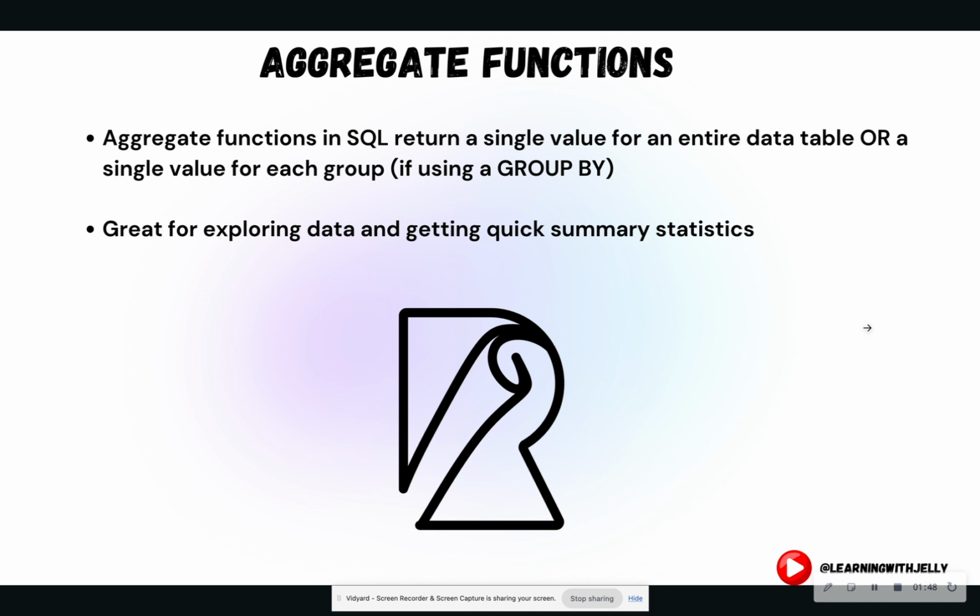So, what are aggregate functions in a nutshell? Aggregate functions are functions that return a single value for an entire data table or a single value for each individual group. And I'm going to introduce the group by clause as a sneak peek at the end of the video. So, if you want to get a count of the number of rows in your data, it's going to return one value. If you want to get the sum of a column from your data, it's going to return one value. If you want to get the average of a column in your data, it's going to return one value. So it's like rolling up all of the rows, or scanning all of the rows, to get out one value.